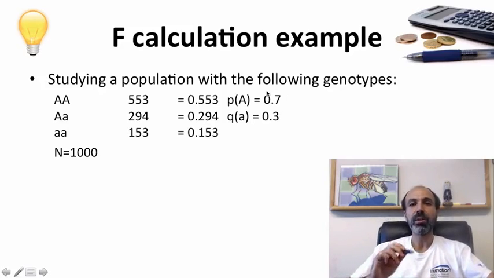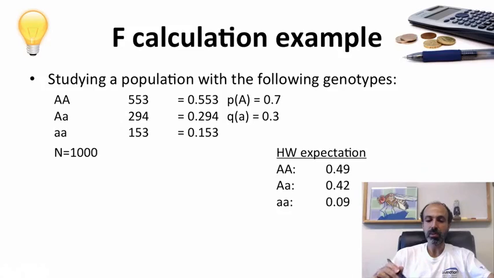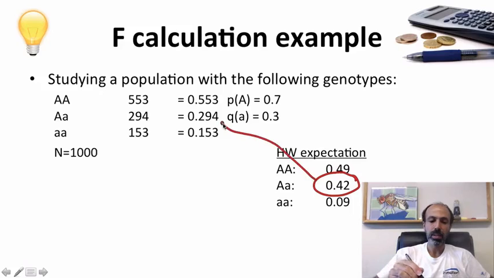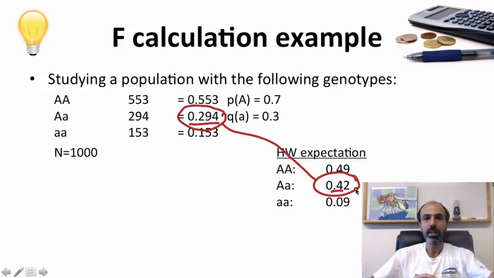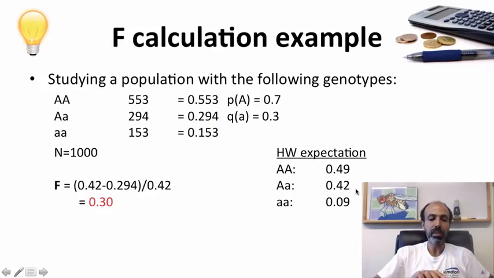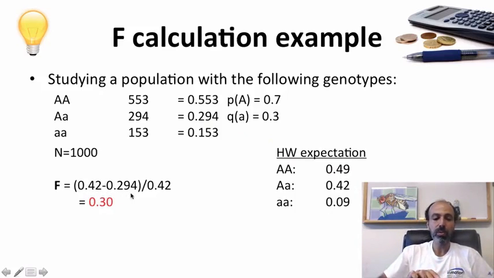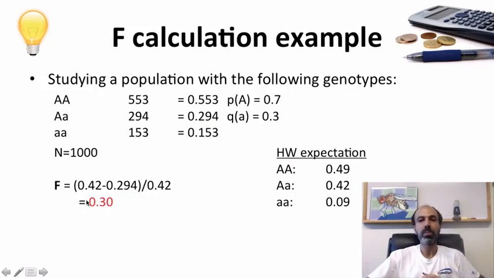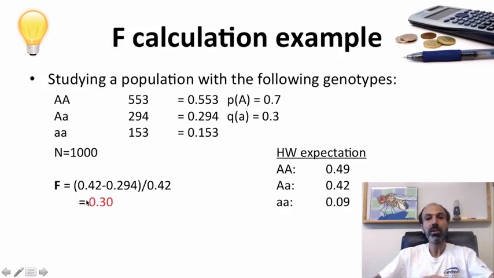From this, we see what the Hardy-Weinberg predicted genotype frequencies should be. In this case, we have 0.49, 0.42, 0.09. And look at that. Do we see things are at Hardy-Weinberg or not? Here's the predicted percent heterozygotes. Here's the observed fraction of heterozygotes. And again, we have a deficit of the observed relative to the expected. So we just plug these numbers in. The expected is 0.42 minus the observed 0.294, divided by 0.42, and our F in this case happens to be 0.3. That's pretty severe inbreeding.